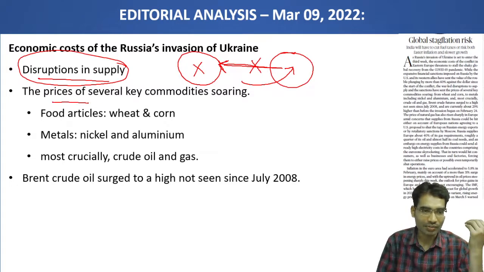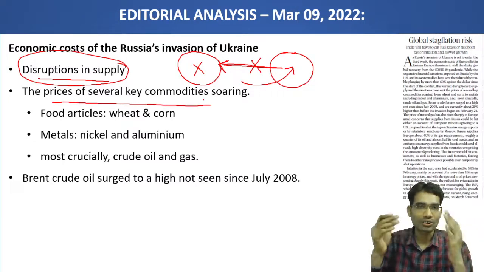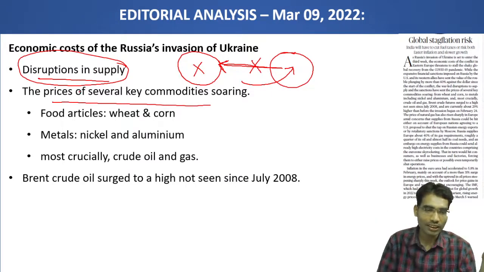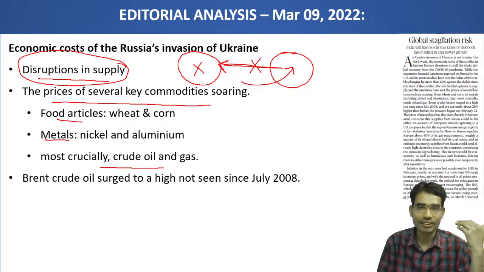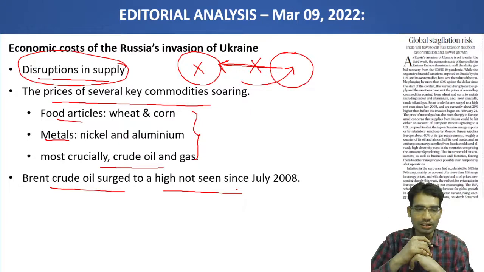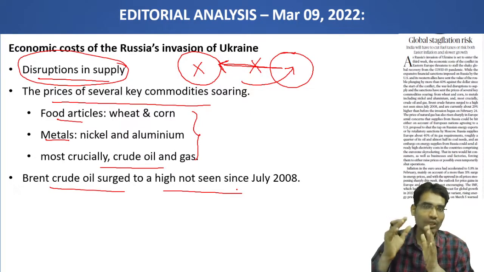The prices of several key commodities are already soaring. Food articles, metals, most crucially crude oil and gas. On all these sectors, the prices are increasing due to this disruption of supply. Brent crude oil surged to a high note not seen since July 2008.